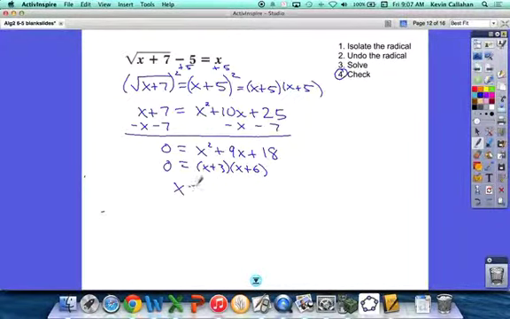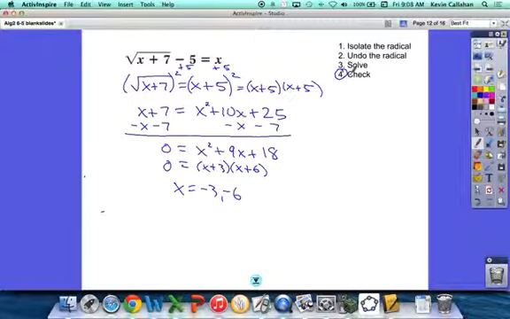So what are the values of x that make that true? Negative 3, negative 6. Okay, now we've got to get to that last step. Check those values, because for one of them, it's not going to work out. Well, it can't say that. Sometimes they both work out, but you don't know until you check.